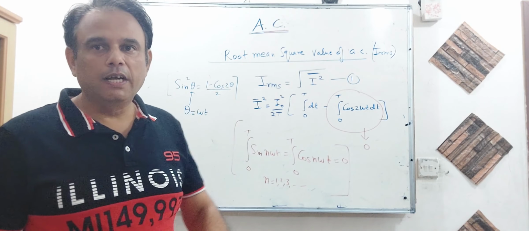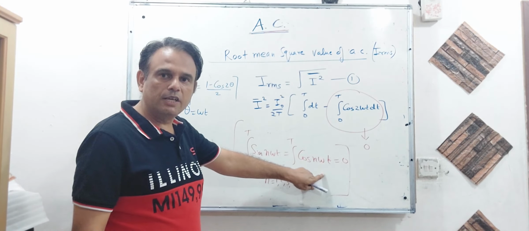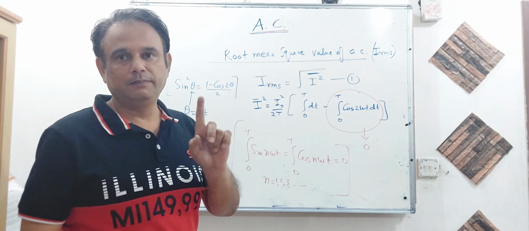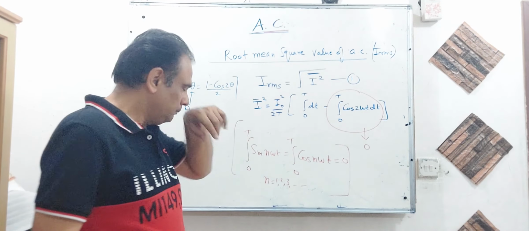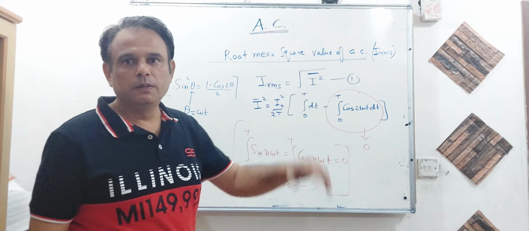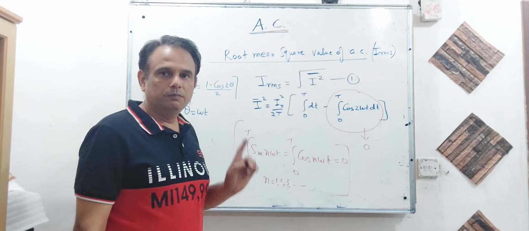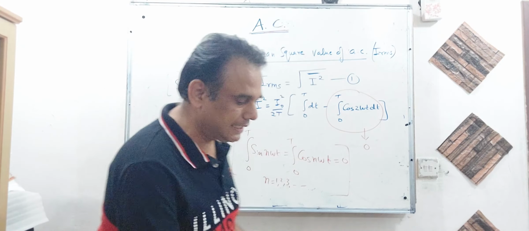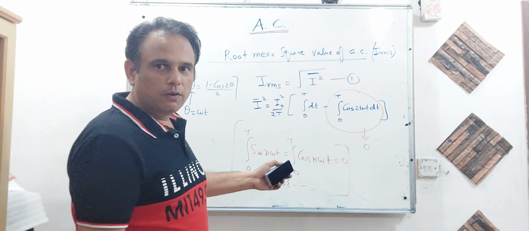Integration of sine n omega t, integration of cos n omega t will always lead to 0 provided it is a complete cycle, 0 to T. According to our graph, we can see plus half, minus half gives me 0. So therefore it is always 0. That is the tip of the day. So that gives an easy way of understanding this chapter. Hope you have noted down this equation.